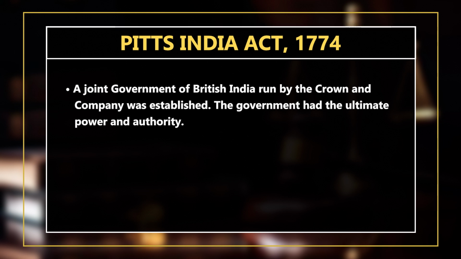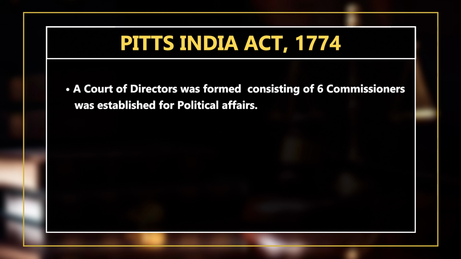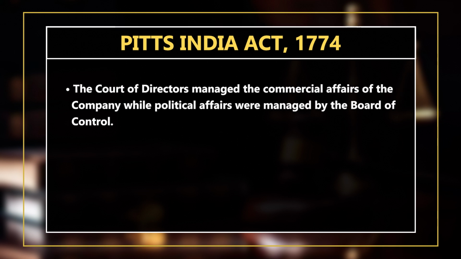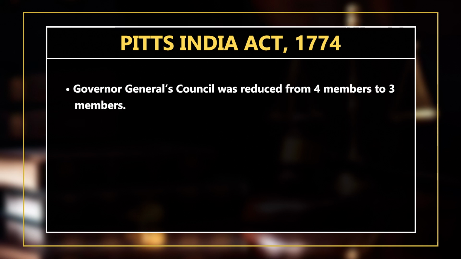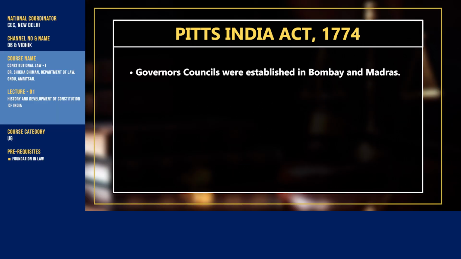The government now had the ultimate powers and authorities. A court of directors was formed, consisting of 6 commissioners, established only for the purpose of political affairs. The court of directors managed the commercial affairs of the company while the political affairs were managed by the board of control. Along with this, the Governor General's Council was reduced from 4 members to 3 members. The Governor's Councils were established in Bombay and Madras.